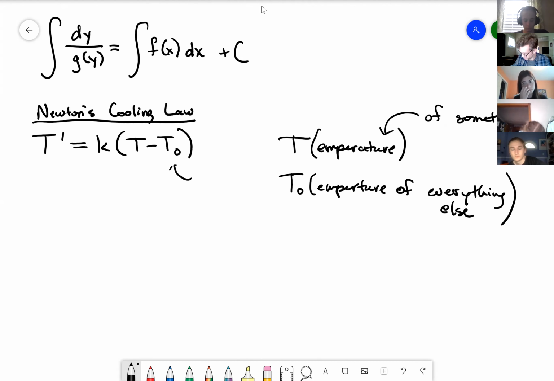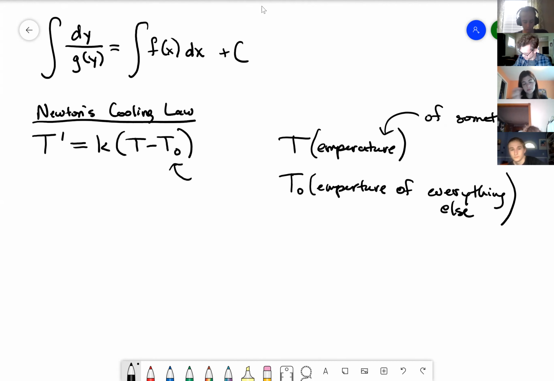So this is a hot mug of coffee in a room temperature room. So this T0 here is the room temperature, the T is the temperature of the coffee. And the rate at which it cools is proportional to the difference between the two temperatures. So if it's a really hot cup, it cools more quickly than a cup that's pretty close to the temperature of the room already. Now, if it's a cold beverage, then this could be called Newton's warming law instead.